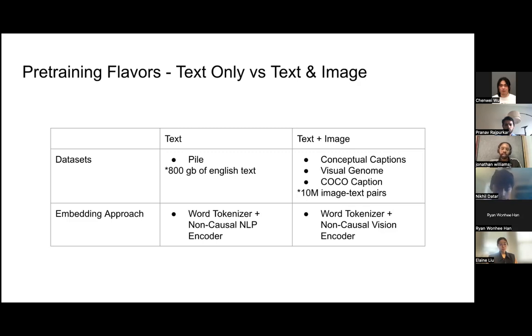They also had the text and image version of the model. This utilized the Conceptual Captions, the Visual Genome, and the COCO Captions data sets. All in all, it had to iterate over 10 million image-text pairs. Similarly, we used the word tokenizer to convert words into numbers for the model to process. And then we also used the non-causal vision encoder to convert the images into numbers for our model to effectively process.